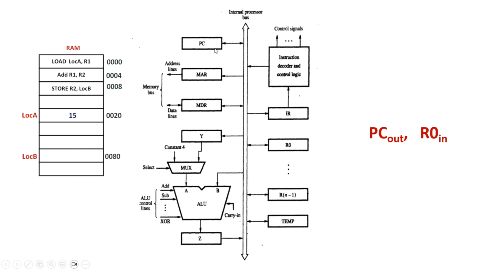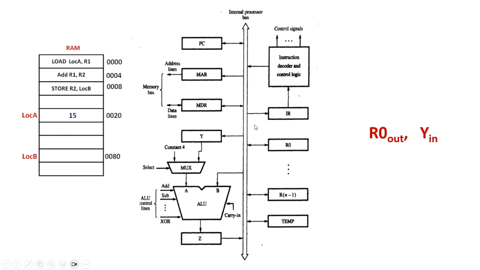If you want to move the data from the program counter into the R0 register, you should activate PCout and R0in. This is the PCout connection in which the switching mechanism is there. The name of the switching mechanism is PCout. By default, it is disabled. When you enable this, you can move the data from the program counter onto the internal bus. When you activate R0in, the data can be transferred from the internal bus into R0. So the data can be moved in this way.